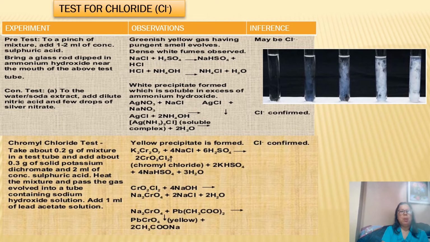So we have also the famous chromyl chloride test for chlorine. A yellow precipitate is formed. So this is a series of tests or additions of chemicals to confirm whether chlorine is present.